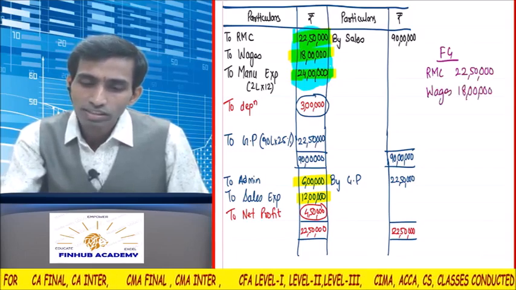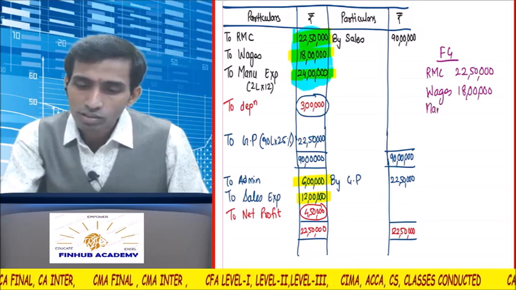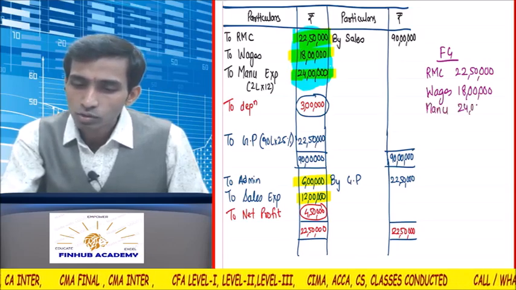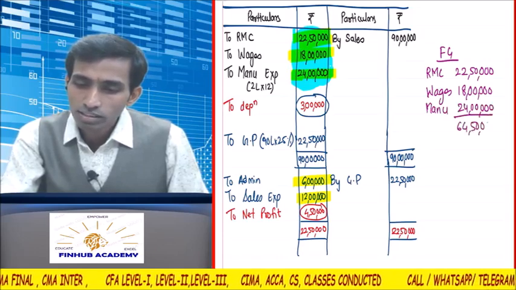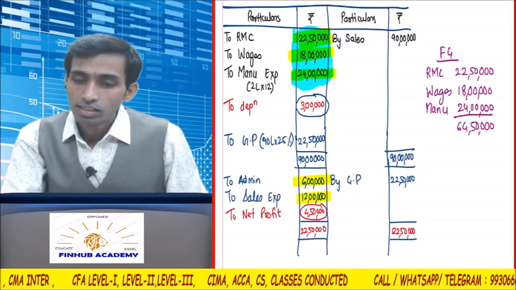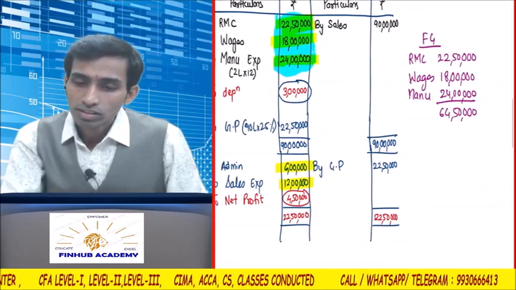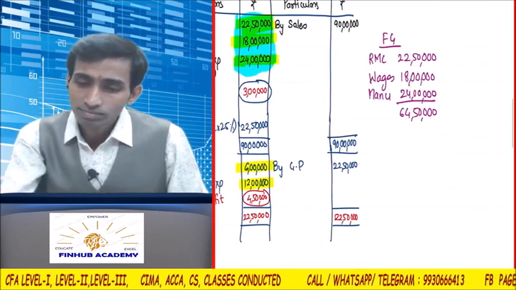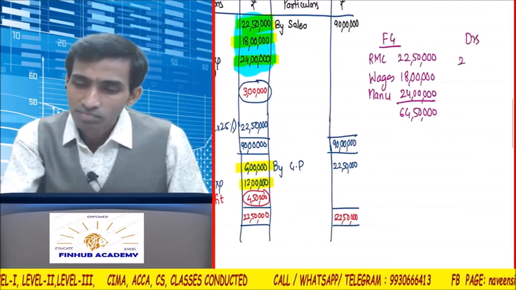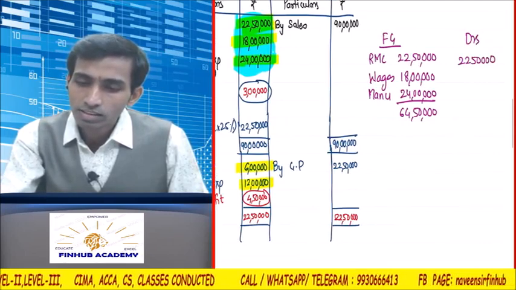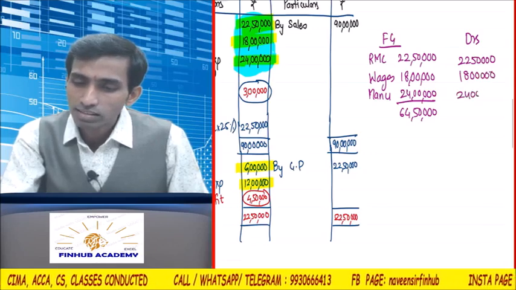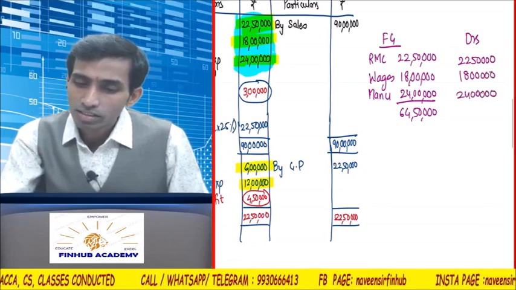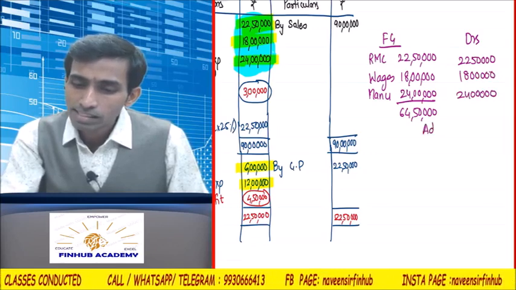So no need to do all these things. One more expense is how much? 24 lakhs. So total is how much? 64 lakh 50,000. Correct? Now this is for finished goods. Debtors also same: 22 lakh 50,000, 18 lakhs, 24 lakhs. Okay. Plus admin expense.